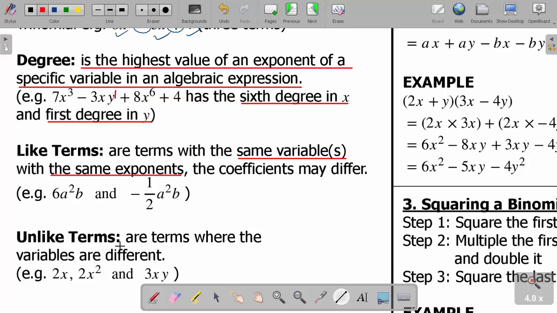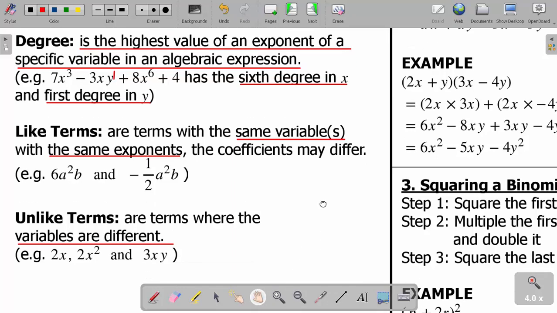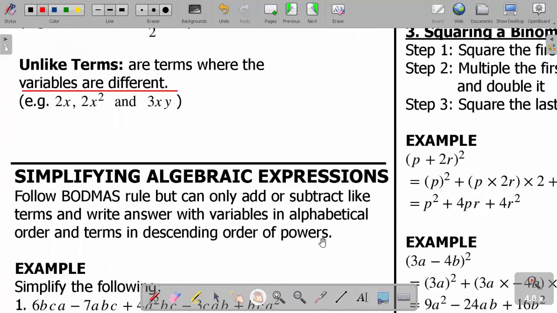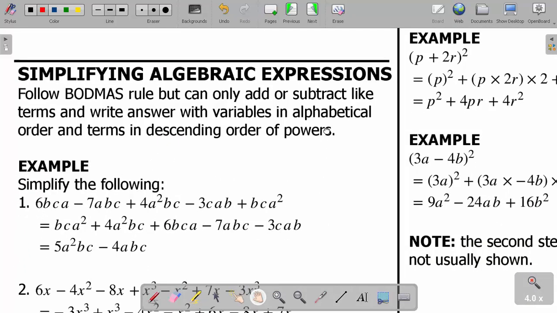Then unlike terms, these are terms where the variables are different. As you can see, unlike terms is where the variables are different. For example, we have 2x squared and 3xy. These are different variables. This is x squared, this is xy, so they are different. And because the variables are different, they're called unlike terms. Now, unlike terms, we can either multiply them or divide them. We cannot add them or subtract them because they're not like terms.